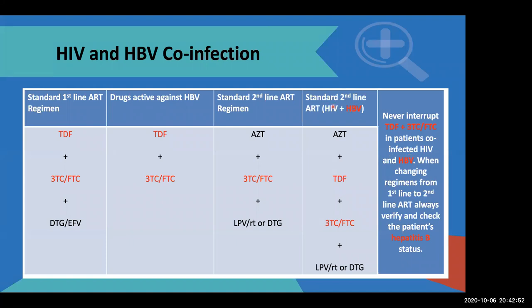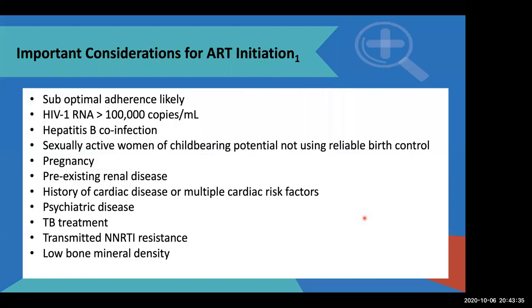So where a patient needs a standard second line regimen, zidovudine, lamivudine, and lopinavir, ritonavir, but the patient also has hepatitis B, we should never stop TDF. So these patients will get 1, 2, 3, 4 drugs. Zidovudine, tenofovir, lamivudine, and lopinavir, ritonavir. Where zidovudine, lamivudine, and either of these two drugs would be treatment for HIV, tenofovir and lamivudine are kept in the regimen to manage hepatitis B. This is very important. Otherwise, your patient comes back with an acute hepatitis, which sometimes is difficult to manage, right?